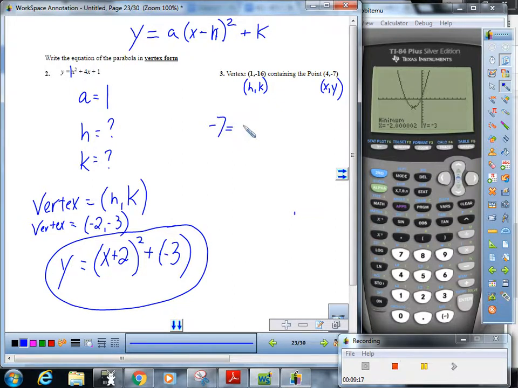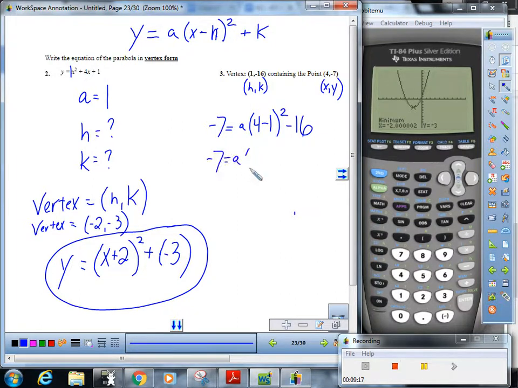-7 equals A times 4 minus 1 squared minus 16. All right, we got to do order of operations here. So what do we do first in order of operations? Order of operations is PEMDAS. Please excuse my dear Aunt Sally. What's the P stand for? Parentheses. So we're going to do that first.